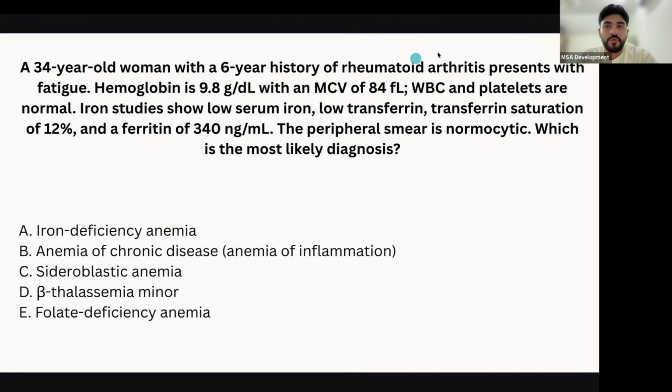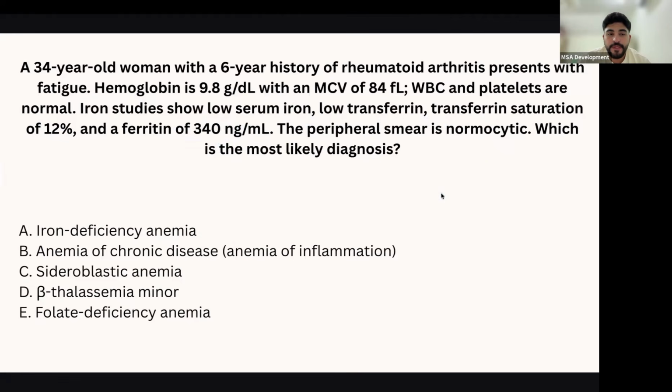It's a 34-year-old woman with a history of 6 years of rheumatoid arthritis, presenting with fatigue. Her hemoglobin is 9.8 with an MCV of 84. She happens to have her platelets and WBC at normal levels. Her iron studies showed that she has low serum iron, low transferrin. Her transferrin saturation is 12%. Her ferritin is 340. That's really high. And the peripheral smear is normocytic. What is your most likely diagnosis?